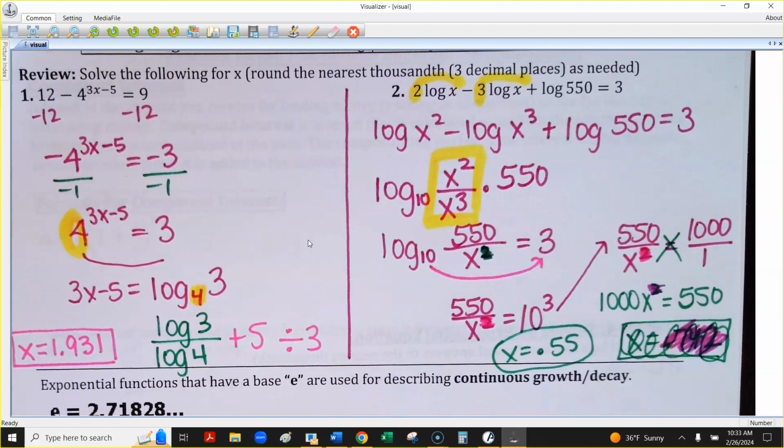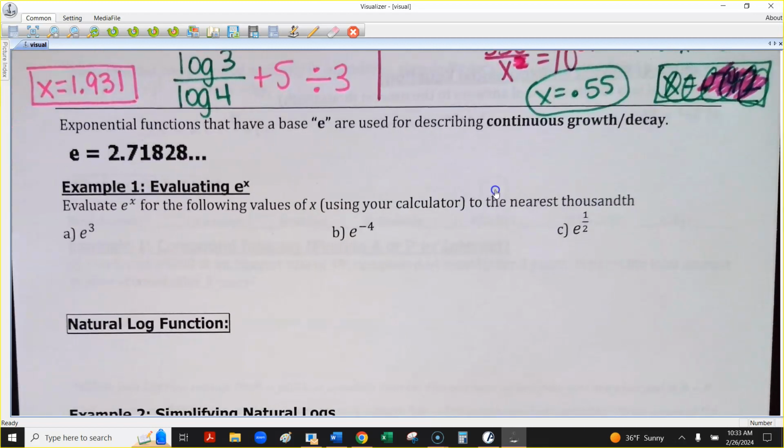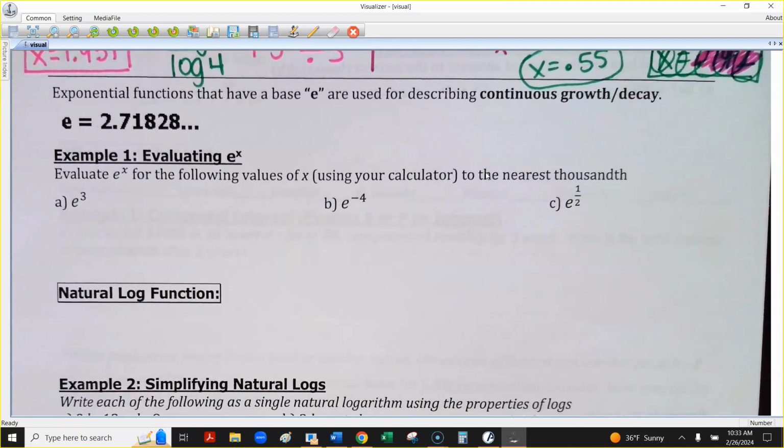Okay. Now, we're going to try not to screw anything else up today. Okay, now, we're going to talk about e today, which is literally like pi. It's an irrational number that has no pattern to it. It can't be written as a fraction.